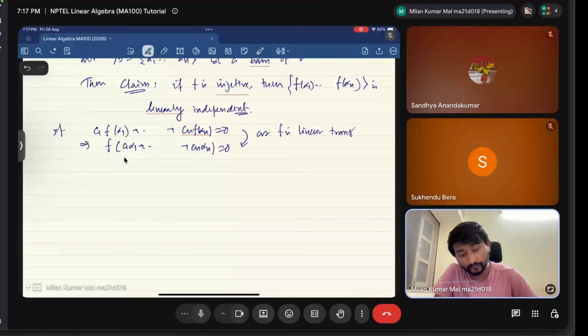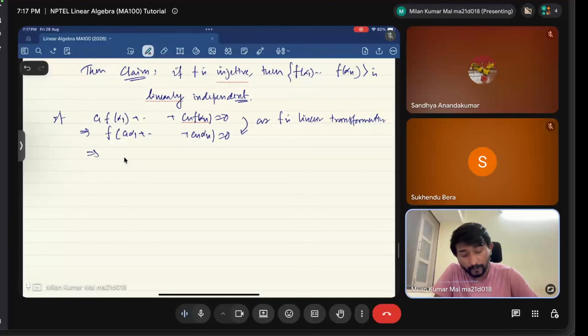transformation. Now, from here, as f is injective, I will get c1 alpha 1 plus all the way to cn alpha n equals 0. This happens as f is injective.